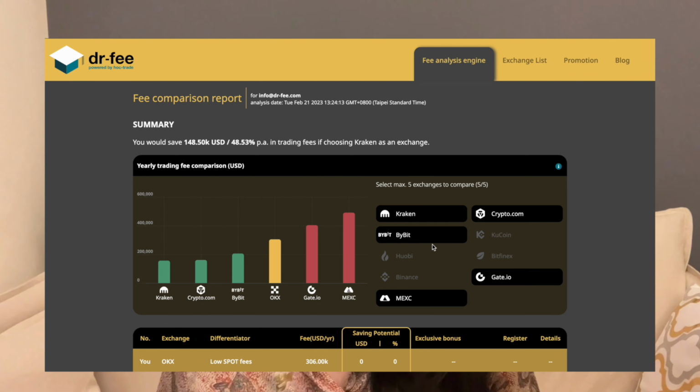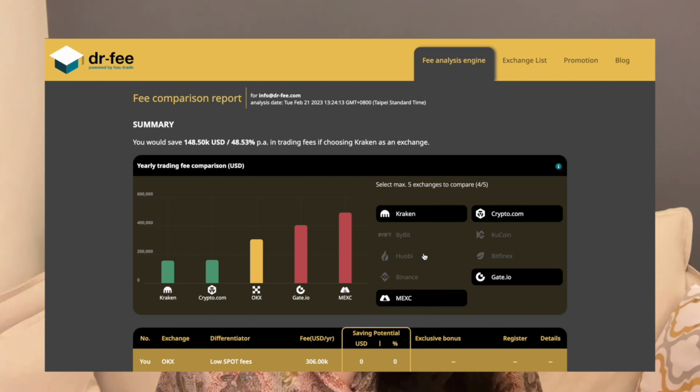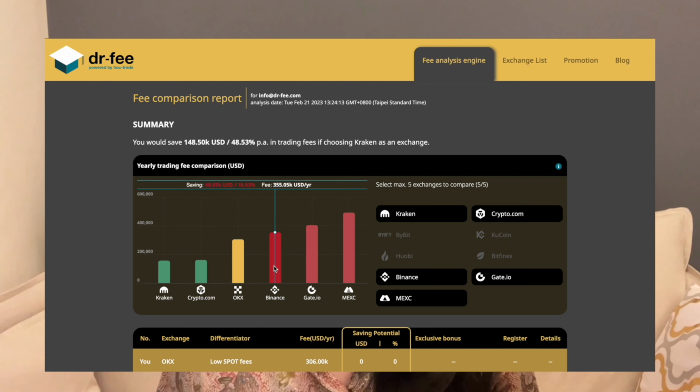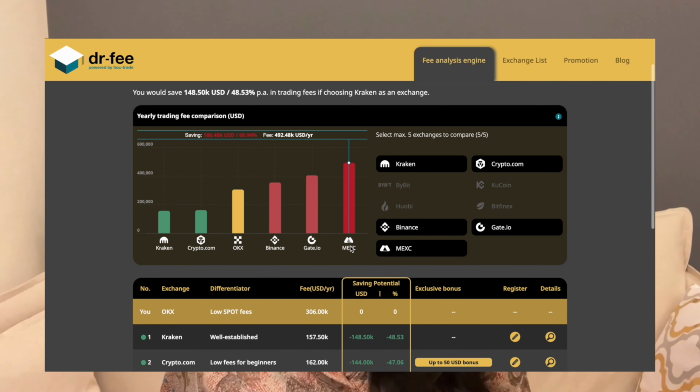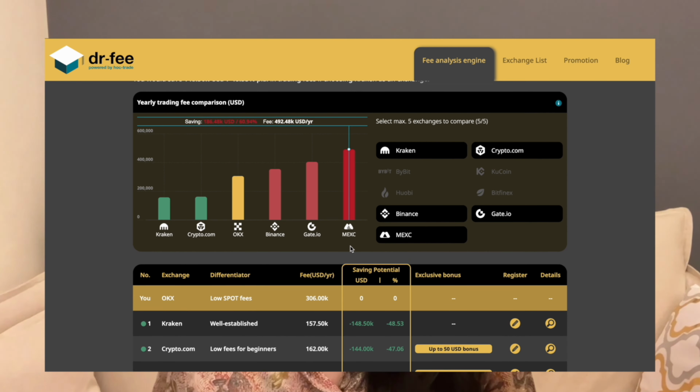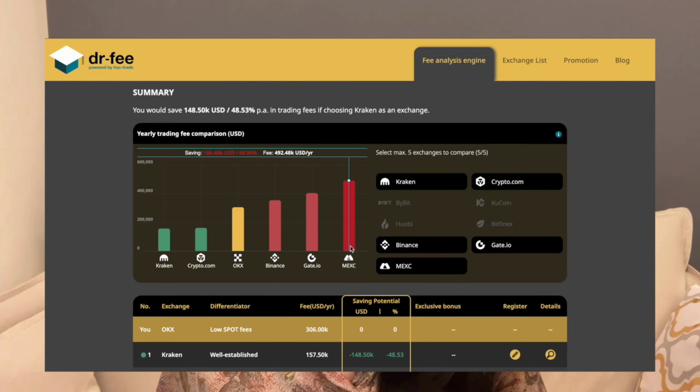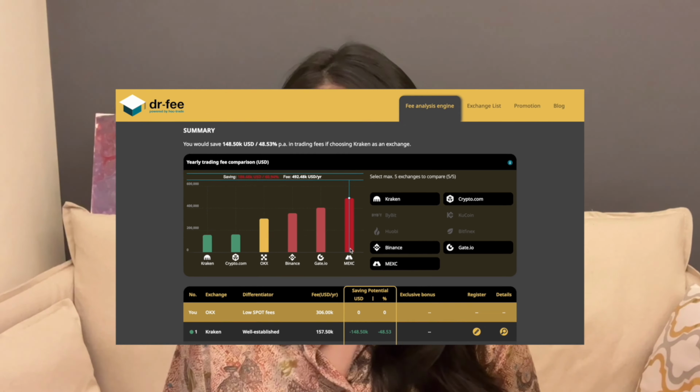We can also check for more exchanges. For example, at Binance, the user would have paid 355,000 US dollars, or at Maxi, even nearly 500,000. So roughly 61% more compared to OKX. This is only one scenario though. Another trader with different value, products traded, and more or less maker and taker trades might be much better or worse off at OKX. Therefore, let's have a more detailed analysis through our sweet spot charts.